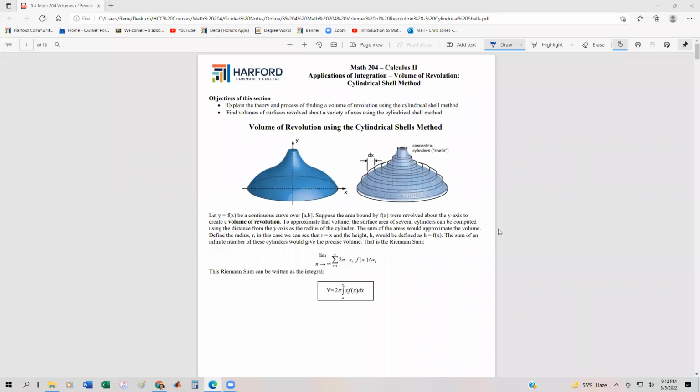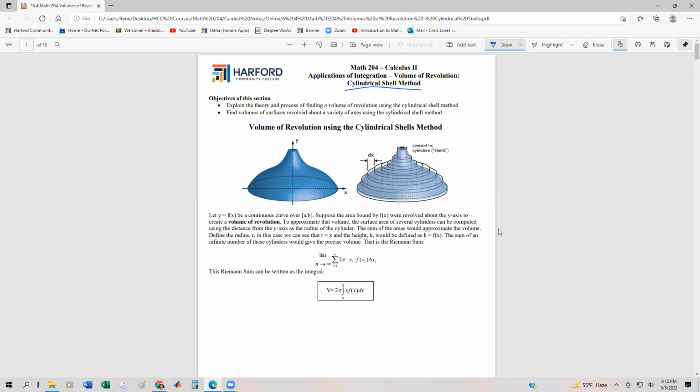In the previous section, we looked at the disk and washer method, which was useful for finding the volumes of revolutions about a horizontal axis. In this section, we're going to look at the cylindrical shell method, and the shell method is useful if we're trying to rotate some sort of area about a vertical axis.